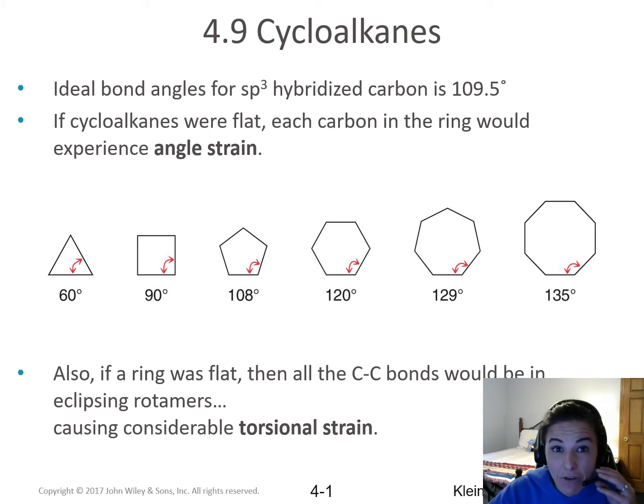All right, so we might remember that for an sp3 hybridized carbon, the ideal bond angle is going to be 109.5 degrees. If cycloalkanes, again, the cyclic structure of an alkane, were flat, each carbon in the ring would experience considerable angle strain. Also, if a ring was flat, then all the carbon-carbon bonds would be eclipsing. All the carbon-hydrogen bonds would be eclipsing each other, and that would cause considerable torsional strain.